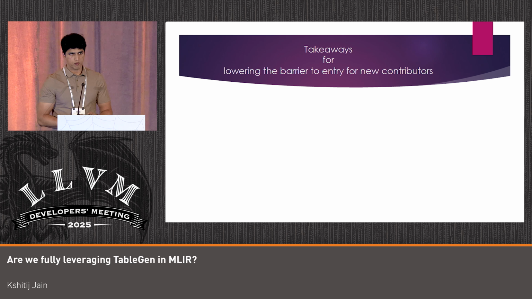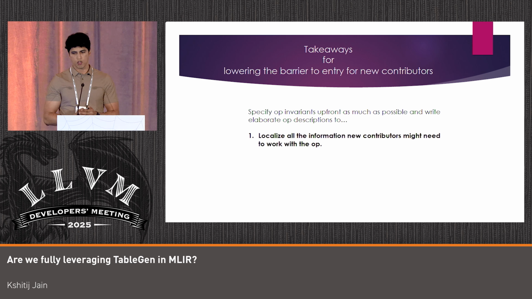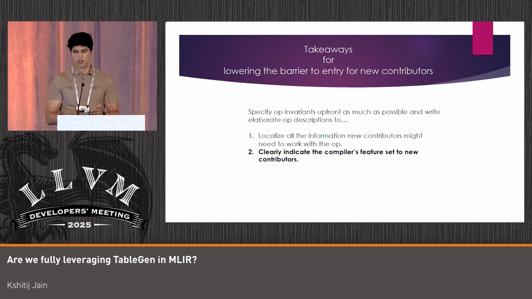All right, concrete takeaways to ensure we get this benefit. Specify op invariants upfront as much as possible, and write elaborate op descriptions to, 1, localize all the information new contributors might need to work with your op, and 2, clearly indicate the feature set that's actually supported by the compiler. And again, both of these things should help new contributors to work with your code base and navigate it more productively and independently.